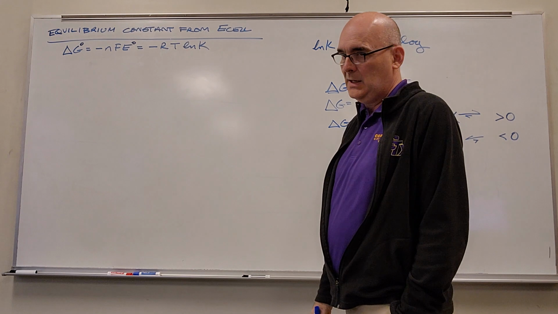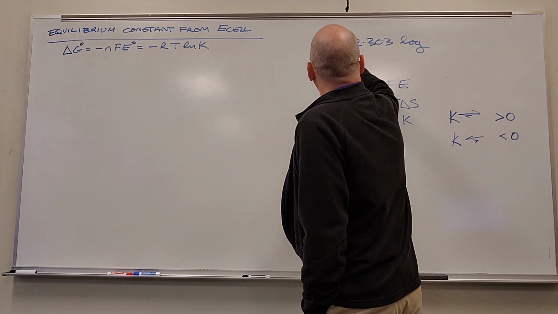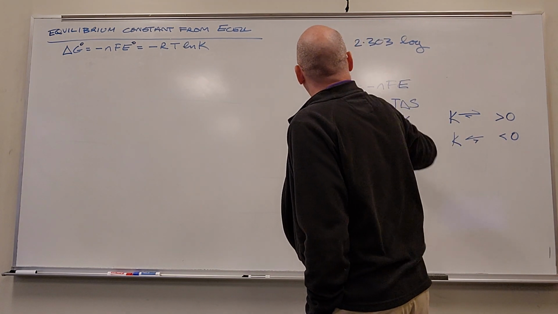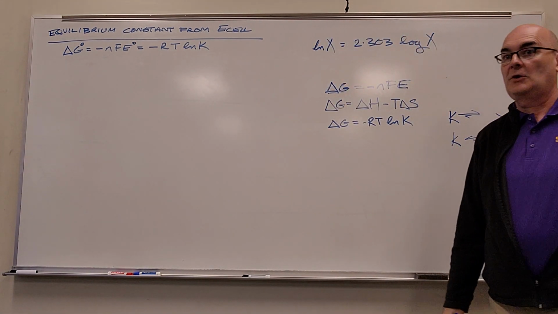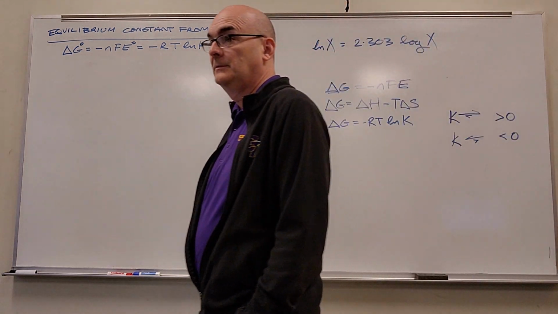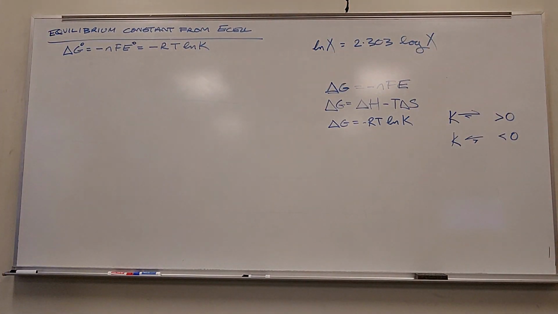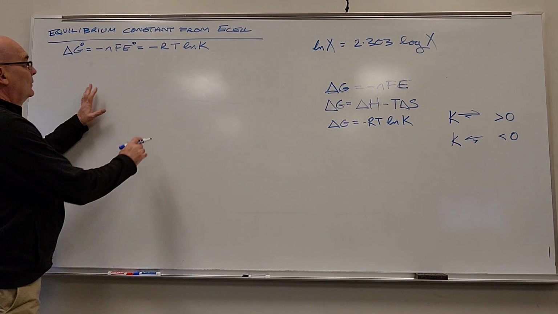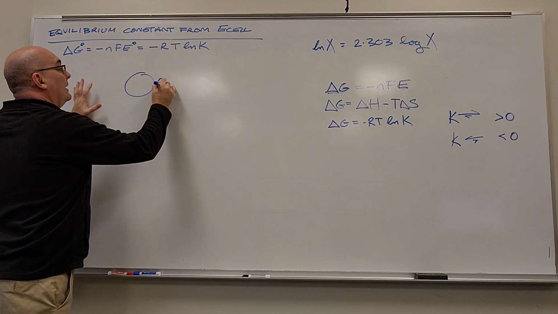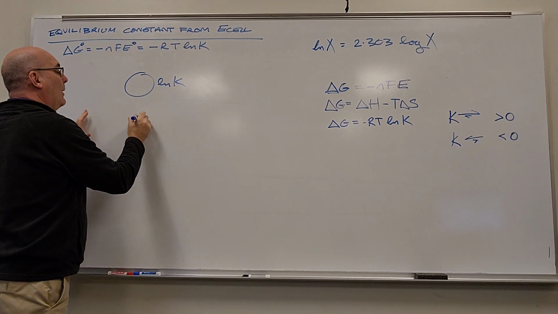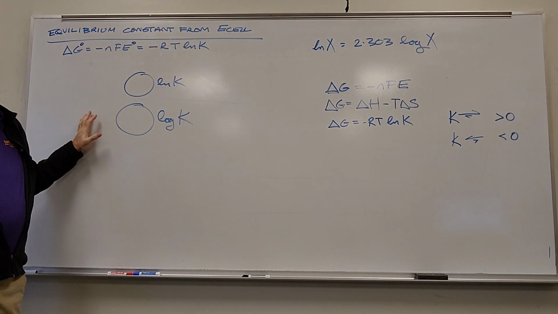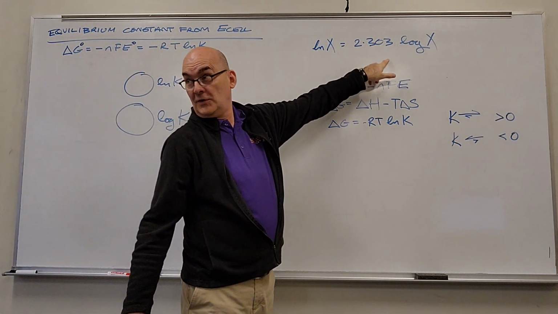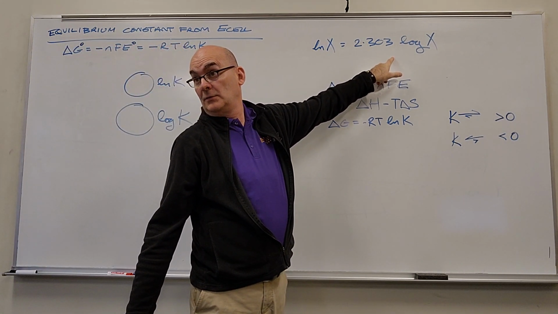Log of what? Anything. The natural log of x is 2.303 times the log of x. So that's the conversion factor? Yes, just a conversion factor between natural logs and regular logs. Gotcha. Some books will go in terms of ln K. Our book goes in terms of log K, which means this conversion factor is also in there.